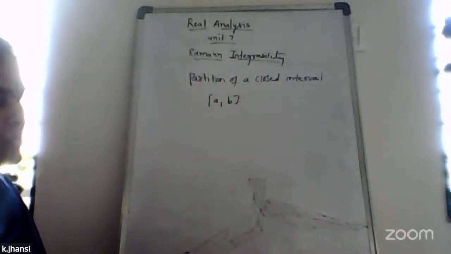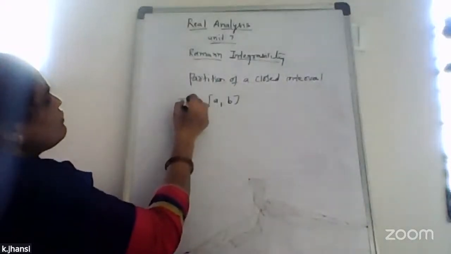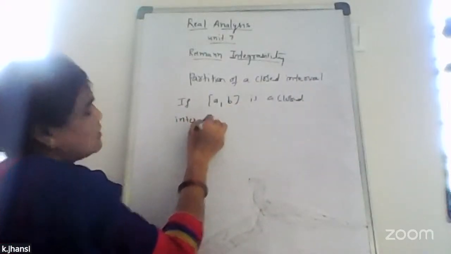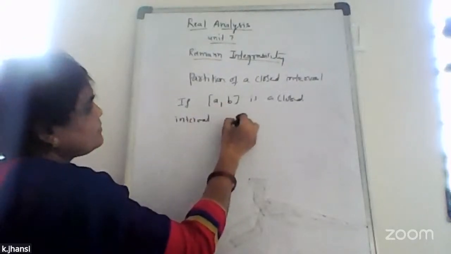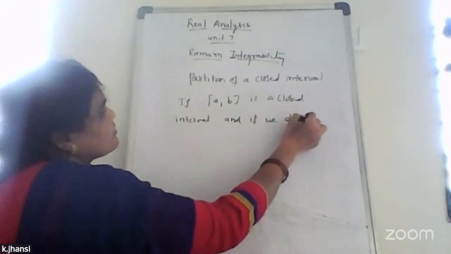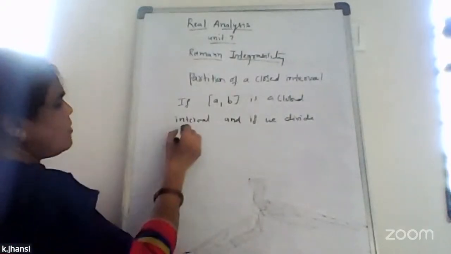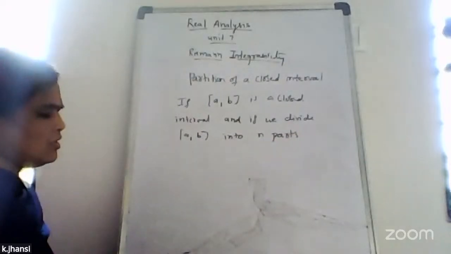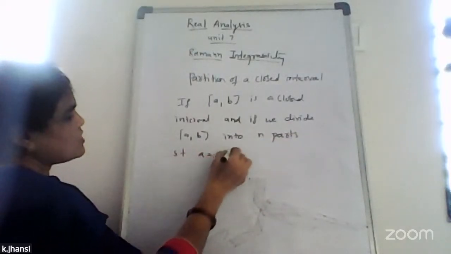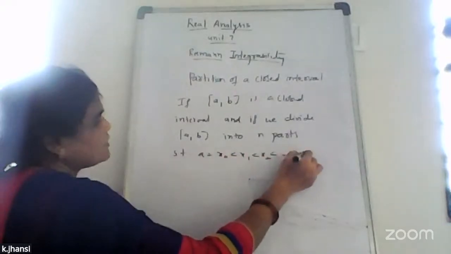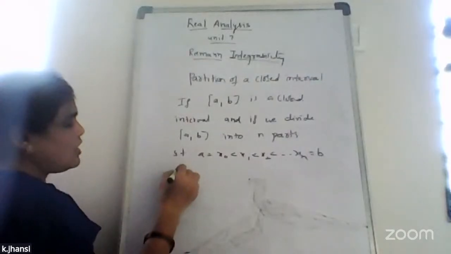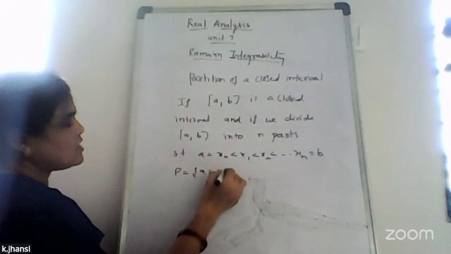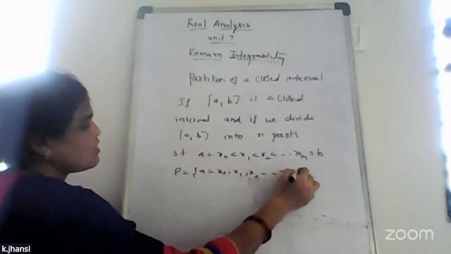So if a comma b is a closed interval and if we divide a comma b into n parts such that a is equal to x naught less than x1 less than x2 and so on up till xn is equal to b, this is called a partition and we represent it as P is equal to a equals x naught comma x1 comma x2 and so on up till xn equals b.